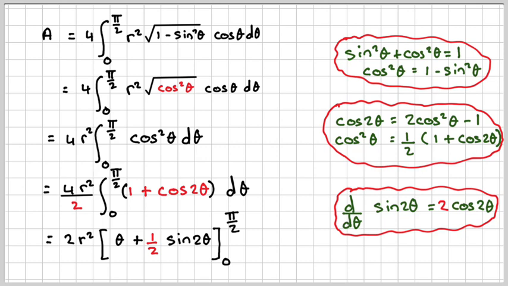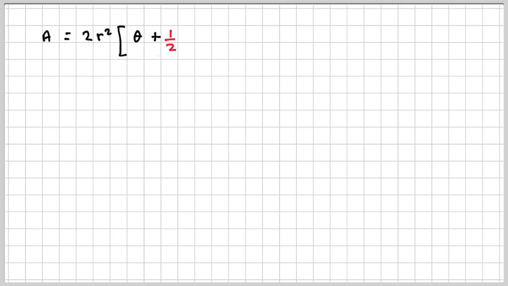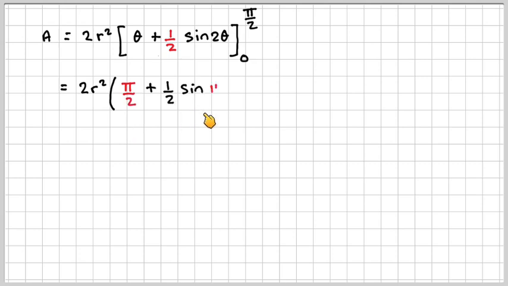Okay, so carrying on, we're going to get 2r squared times theta plus a half sine 2 theta, and we're now going to substitute these limits in. So we're going to get 2r squared, theta is pi by 2, plus a half of sine of 2 theta. So 2 times pi over 2 gives you pi. Now, we need to subtract theta being 0, and this being equal to 0, so half of sine 0. We should put in the half there.